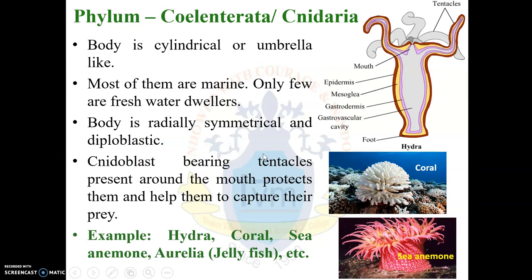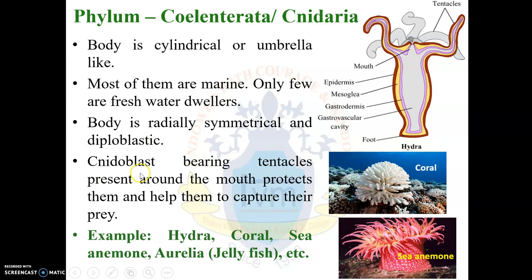Next is phylum Coelenterata, or it is also called Cnidaria. The body of these animals is cylindrical and umbrella-like. Most of them are marine, only few are freshwater dwellers. Their body is radially symmetrical and diploblastic. Diploblastic means they will have two germ layers, ectoderm and endoderm.